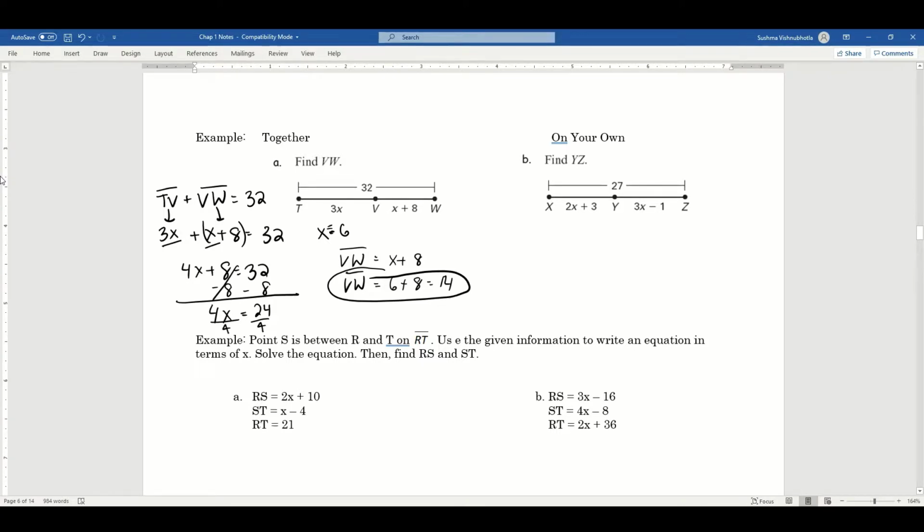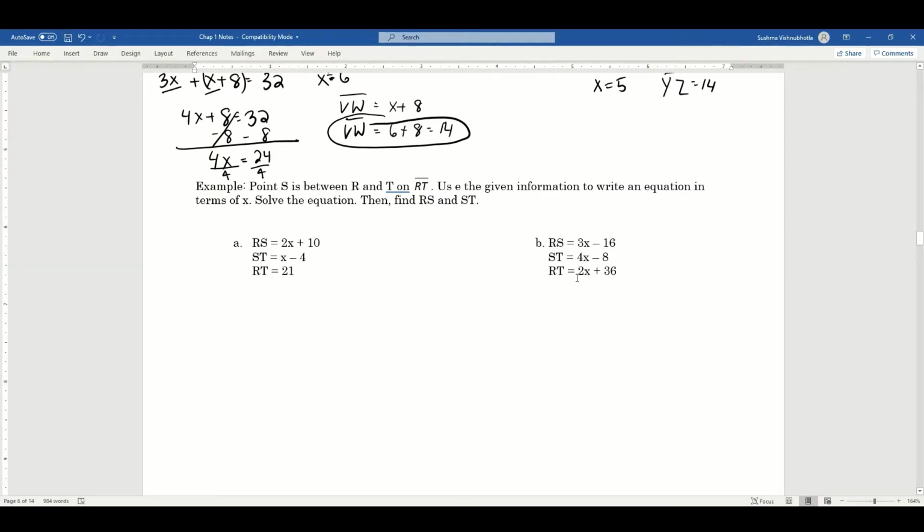Now, you can do the same thing here. For the interest of time, I'm going to skip this problem, but I'll give you the answer. So you should get x is equal to 5 and YZ is equal to 14. If you want to see the work for it, come see me during office hours. Just don't want this video to be overwhelming.